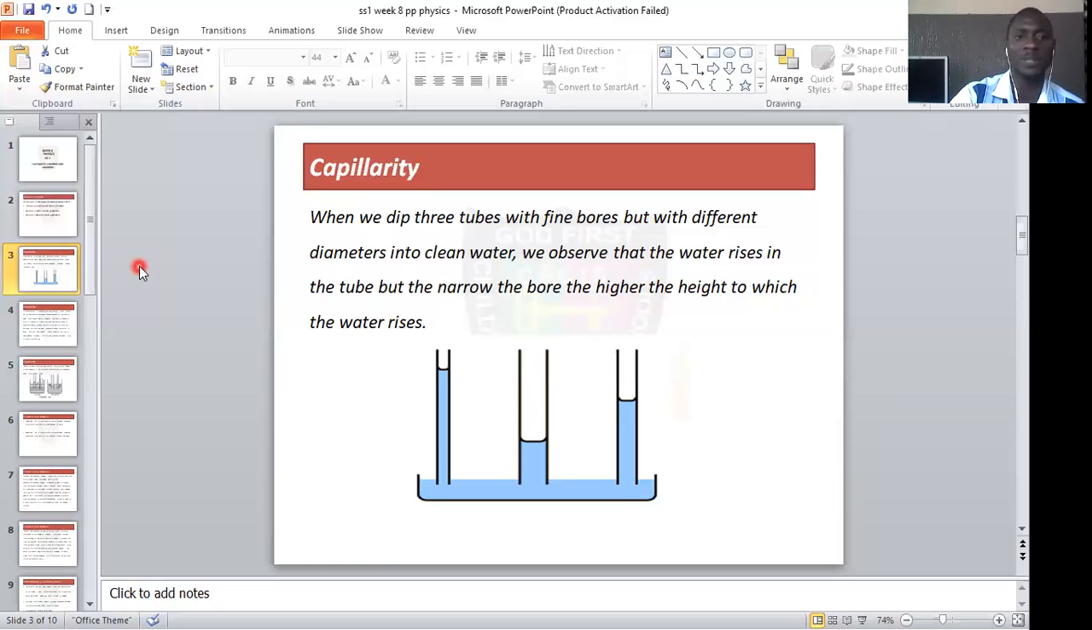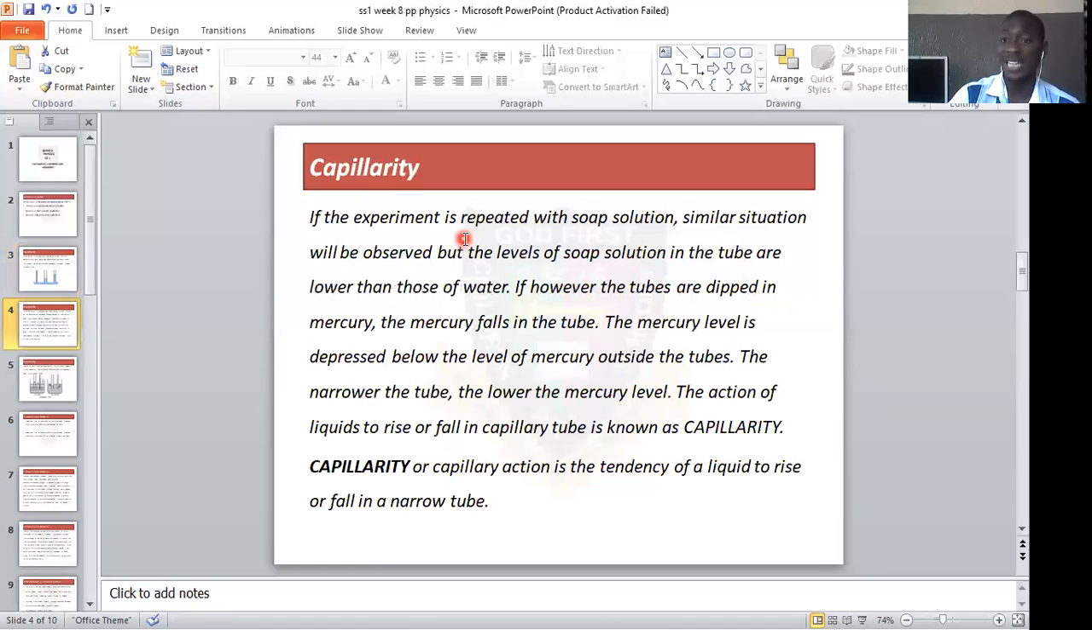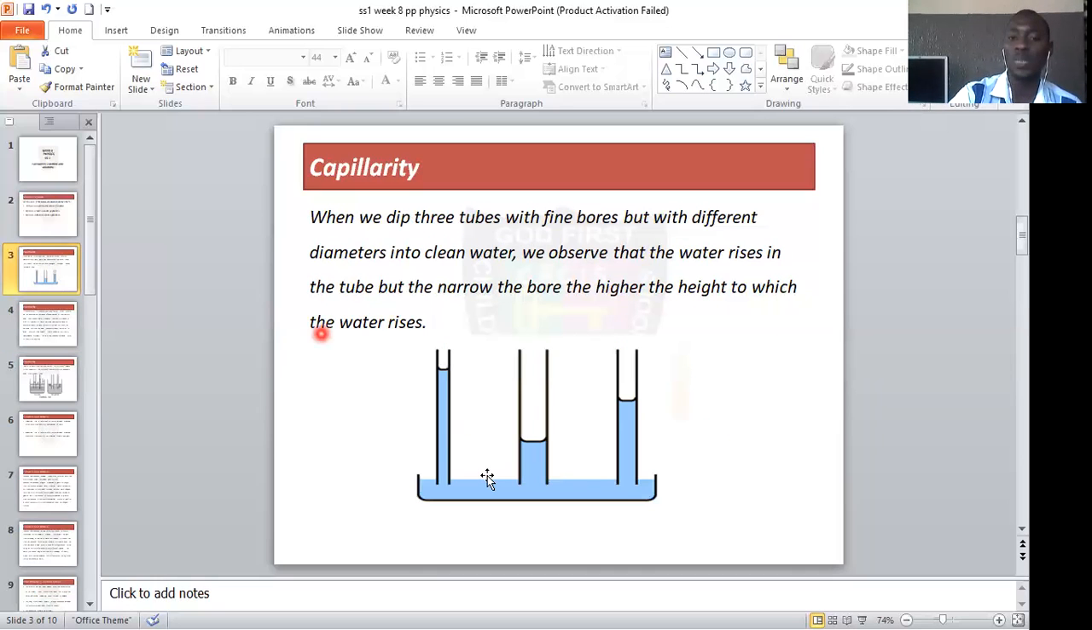Let us consider the note before I explain. Another one says, if the experiment is repeated with soap solution, that is soap water, a similar situation will be observed, but the level of soap solution in the tube is lower than that of the water. That is, if you repeat this experiment not with ordinary water but with a soap solution, a detergent solution, the liquid will also rise in the narrow tube more than in the bigger ones. But it will not get to the level at which water rises in the tube. It will be a bit lower, but in a similar situation.